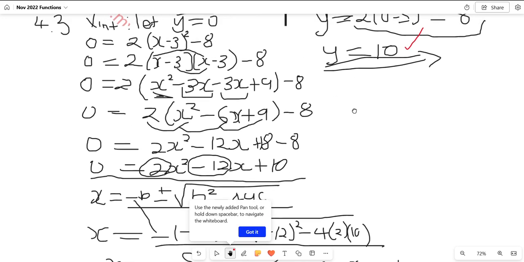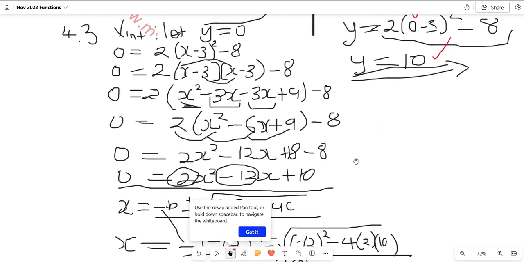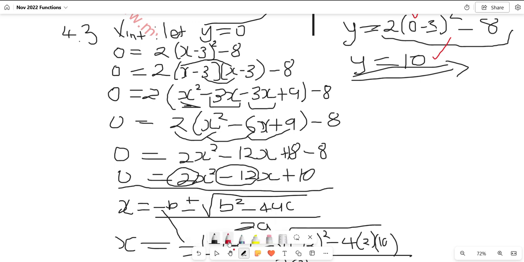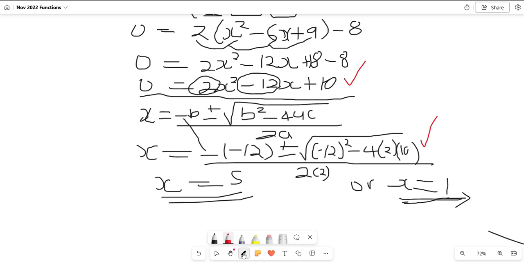Let us see the mark allocation there. Mark allocation, 4 marks there. How do we allocate that 4 marks? 1 mark for 0, 1 mark for standard form, 1 mark for the quadratic formula, and 1 mark for these two distinct solutions of x that we have here.